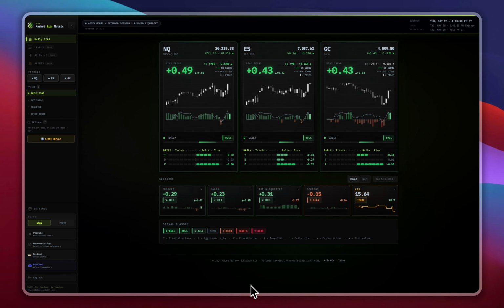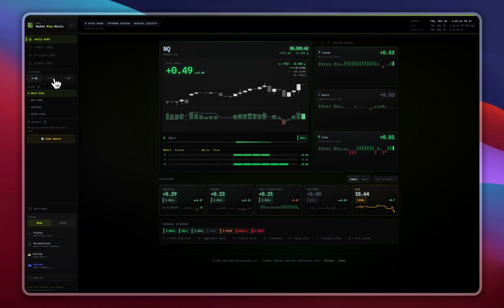What we're currently working on is still in development, but the idea is that you can come here every morning and basically get your bias for the day across all these different sections that matter, right? And so you look at indices, you look at macro, you look at the top 8 equities, you look at the sectors, you look at VIX, and it'll just give you at a glance how each of those are performing from a bias perspective, and also how the instruments that you're trading are performing.